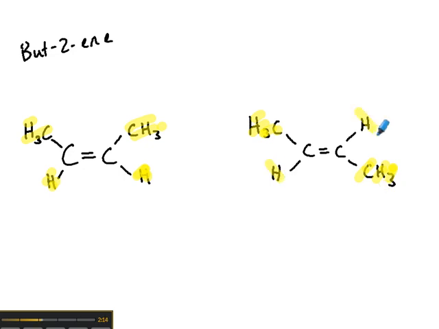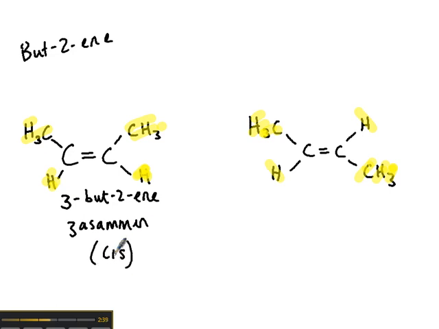Now, this molecule over here is considered to be the Z form of butene, as we have the methyl groups on the same side. Remember, Z, zusammen, and in some old textbooks you might even see the term cis.